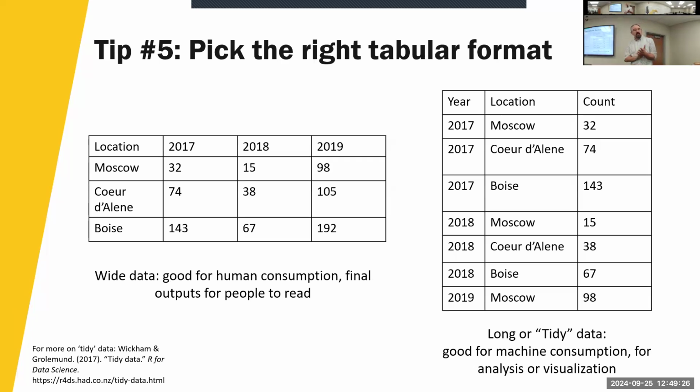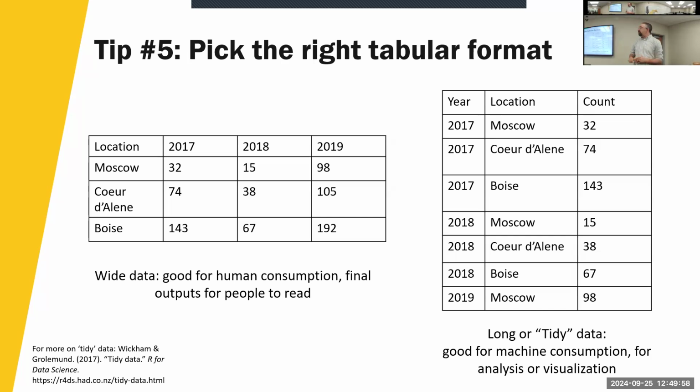So moving to tip number 5. Pick the right tabular format. This is specific when you're working with tables, but for people who aren't necessarily deeply involved in writing code with R, you might not be familiar with the sort of concept of tidy data. And often what you'll find with spreadsheets and fields like business and other areas, you often end up with what you see on the left, which are the wide data formats. So these are really good for human readable consumption.